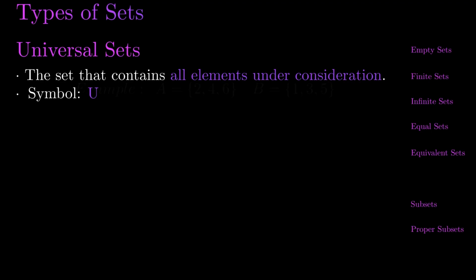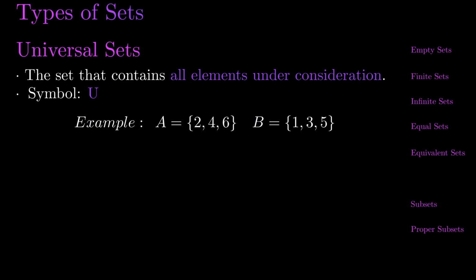For example, if we have set A as 2, 4, 6 and set B as 1, 3, 5, then the universal set U is formed by combining all unique elements from A and B, resulting in U equals 1, 2, 3, 4, 5, 6.